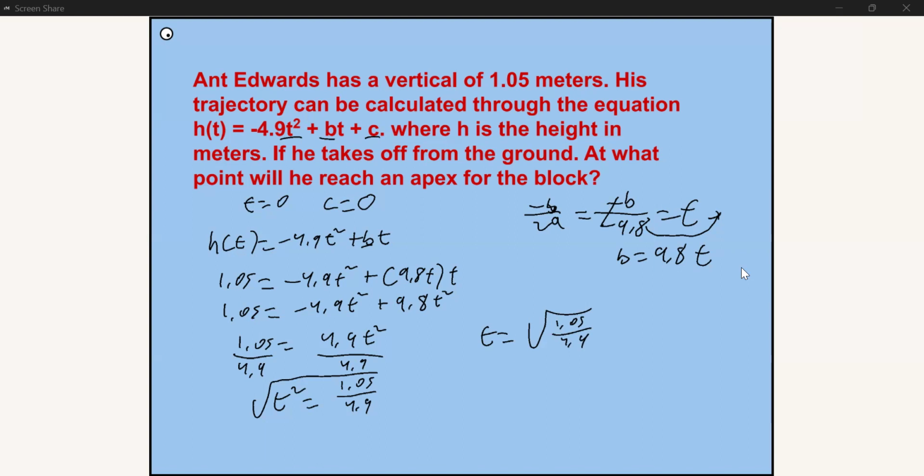And now if you put that into your calculator, 1.05 divided by 4.9 equals 0.21. So it's the square root of 0.21, and that would be around 0.45. Which if you think about the speed of a jump, right? It's a little bit less than half a second to get to the top and the same amount of time down.